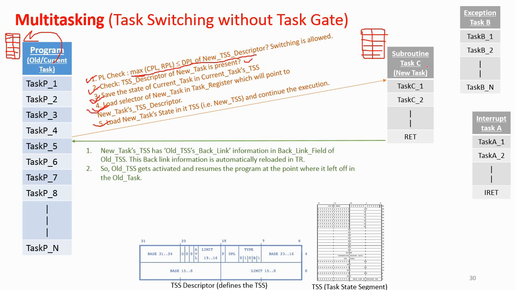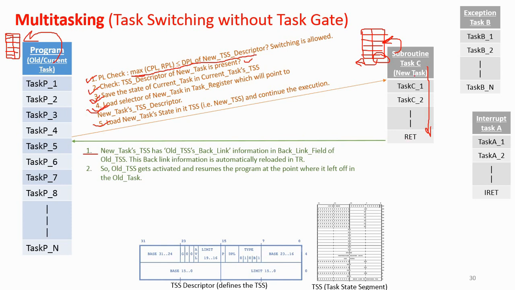So here the execution will get continued. In the fifth state, the new task has already saved its context into the TSS. After the execution of this new task, just before returning to the old task, the new task TSS has the old task backlink information in the backlink field of the old TSS. This backlink information is automatically loaded into the task register. So this backlink information is automatically loaded into the TR of the old task.